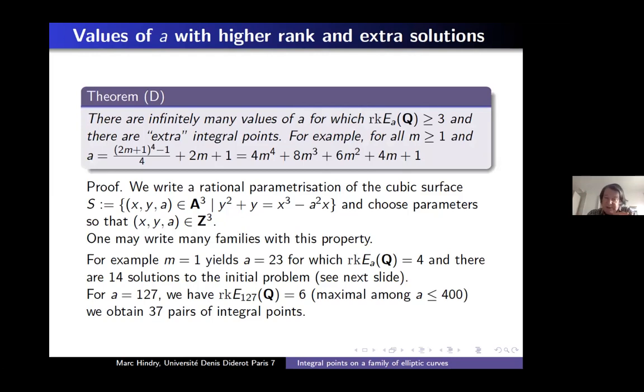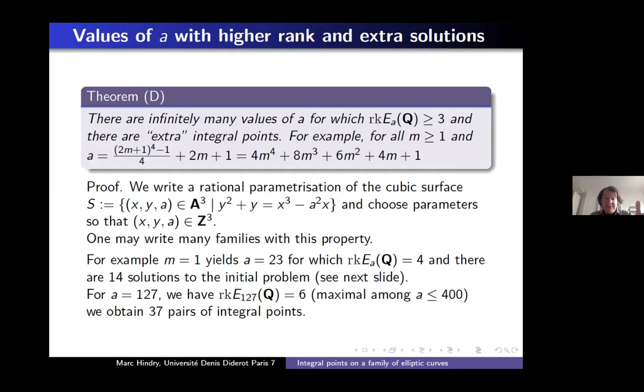The way to do that is not difficult. You have to use a bit of geometry. For example, we look at the equation y squared plus y equals x cubed minus a square x. Instead of looking at it with a fixed, we look at it as the equation defining a surface in the affine space of dimension 3. It's a cubic surface. It has lines on it, so you can parameterize it over Q. We write down a parameterization and then choose the parameters so that all the values are integers. This is how I devised this.